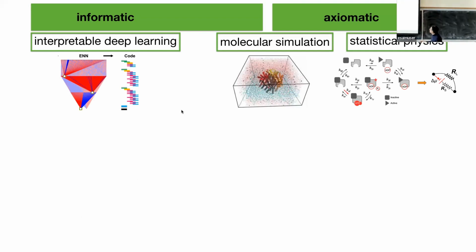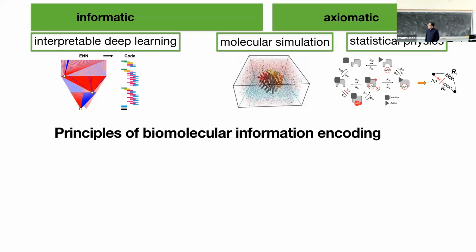My lab uses different approaches, both from the informatic as well as the axiomatic domain. So developing interpretable deep learning methods where we can distill patterns of data into human understandable code. We use molecular simulations to understand protein dynamics. And we also use some tools of statistical mechanics to try to understand if there are some general principles to be had. And the question that my lab really tries to focus on is, are there some principles of biomolecular information encoding?